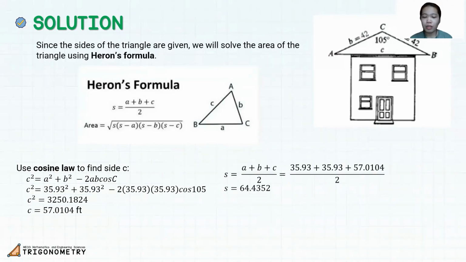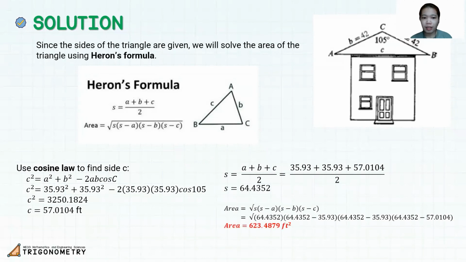To find s, we get the sum of the three sides of the triangle divided by 2, and we get 64.4352. And then finally, we get the area of the triangle using the three sides. So we have our s as 64.4352, and our a and b as 35.93, and our c is 57.0104 feet. So we finally get the area of the triangle as 623.4879 square feet.